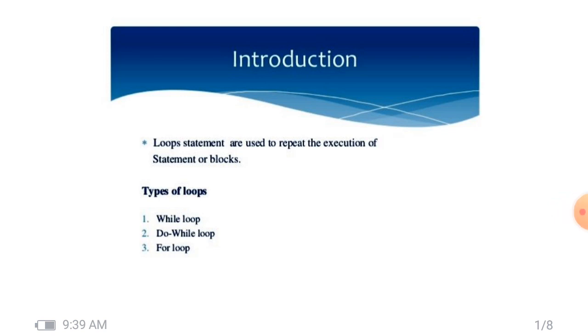Today we will learn basic loops of C programming. Firstly, we will discuss what is meant by loop. Loop statements are used to repeat the execution of a statement or blocks in our program. Firstly, we will discuss the types of loops. First type is while loop, second is do while loop, and third is for loop.